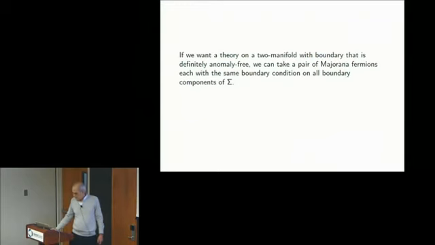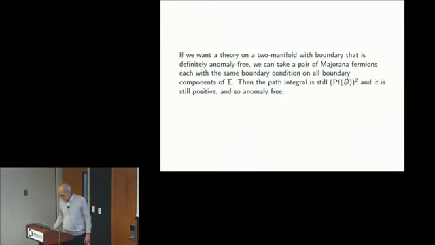We'll change things and get anomalies, but this theory is completely anomaly-free. A pair of Majorana fermions with completely identical skew Hermitian Dirac operators and boundary conditions. That's a completely trouble-free theory. The path integral is still the square of the Pfaffian, and it's still positive and anomaly-free.